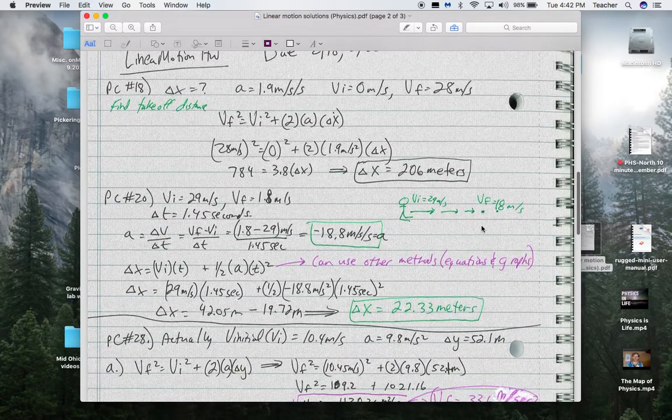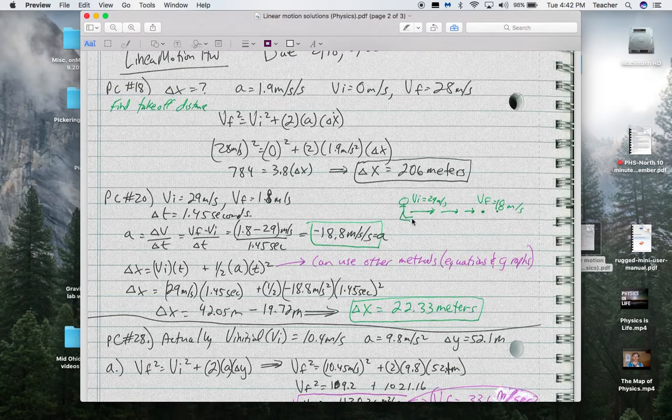For number 20, I've got someone skiing, which I guess this time of year is not a bad thing to do. Susie loves to ski. It gives you that she starts at this speed. She ends at 1.8 meters per second as she's gliding across a surface. So she's actually slowing down, and that's the time interval.